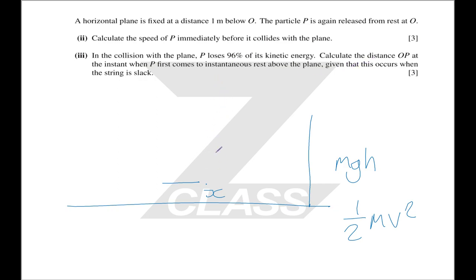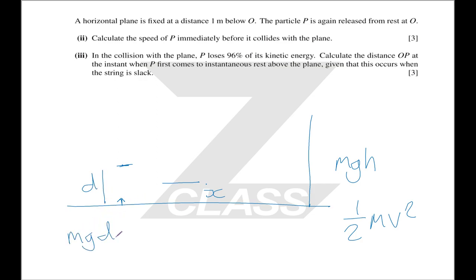So again, just the distance down at the instant when P first comes to instantaneous rest above the plane, given that this occurs when the string is slack. So, once again, we want to do energy calculations. So now we can say, well, if we take 4% of our kinetic energy that we figured out when it reached the plane, that's the kinetic energy it has as it goes up. So it's going up with some amount of kinetic energy. It's going to come to rest at some point here. That's going to be a distance d above the plane.